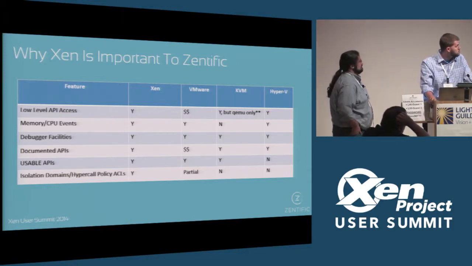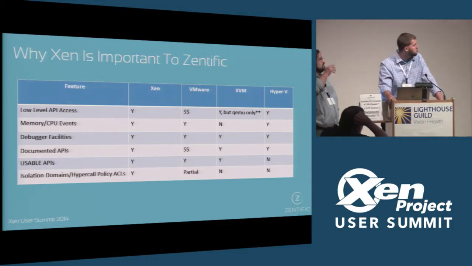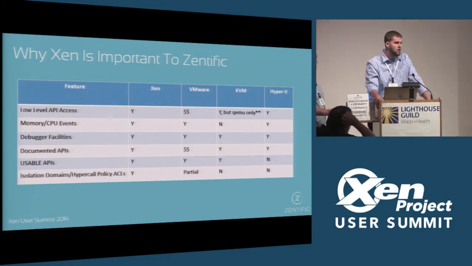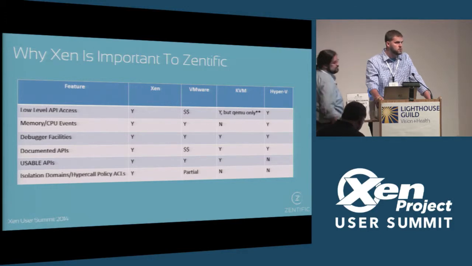Another major reason, and Russell will allude to this, I'm sure, is isolation and hypercall policies. So we can make ACLs based on what we want our security domain to be doing to other systems, and create a separation between higher security and lower security, and let the user decide what types of actions they want to happen on their VMs.